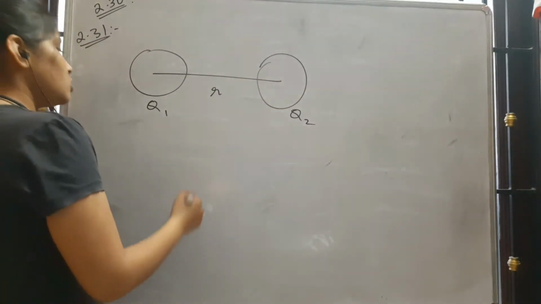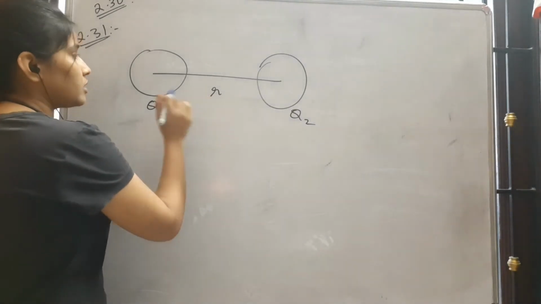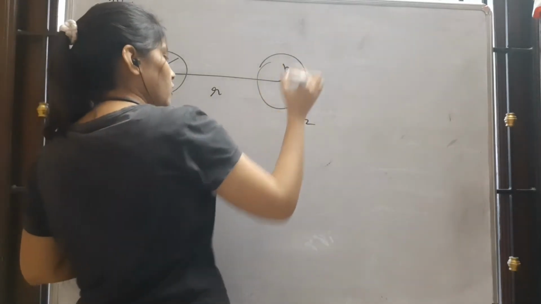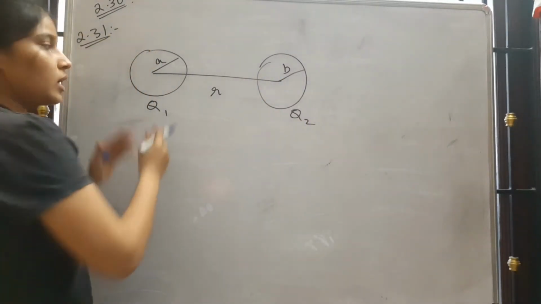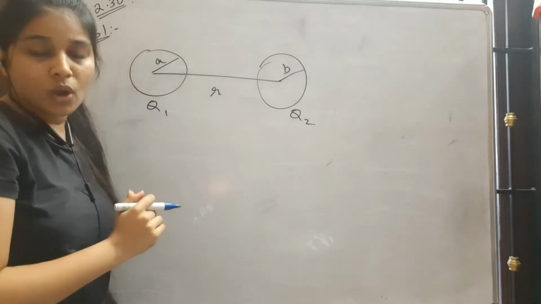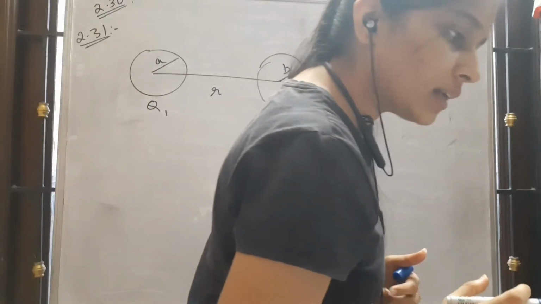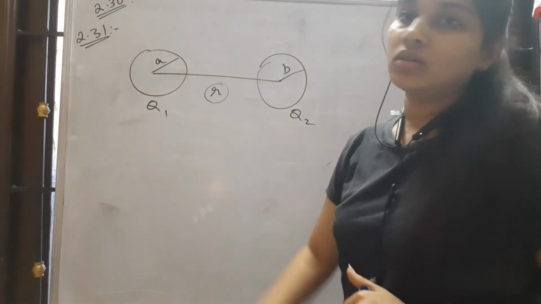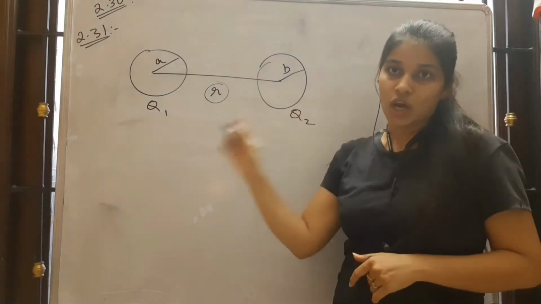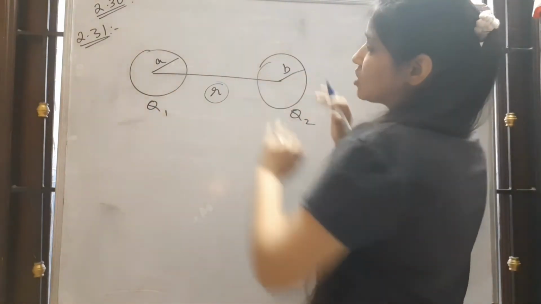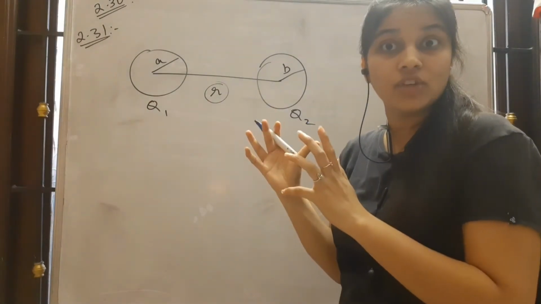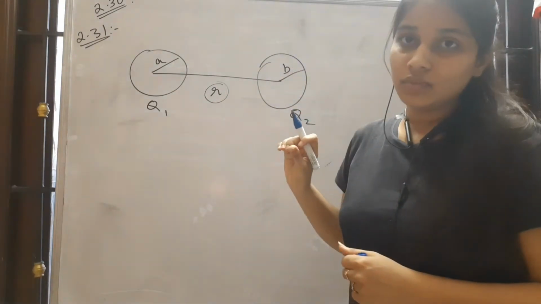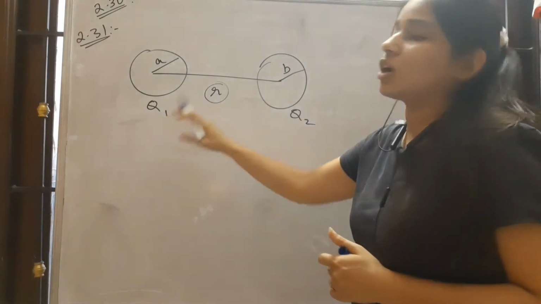In theory, if this r is very large when compared to the radius of the sphere itself, we can consider each to be a point charge. But here they say these conducting spheres are very large, which means the radii are comparable to the separation of the two charges. So when you bring two charges close to each other on large spheres, the charge distribution may vary. The charge distributions may disturb each other.